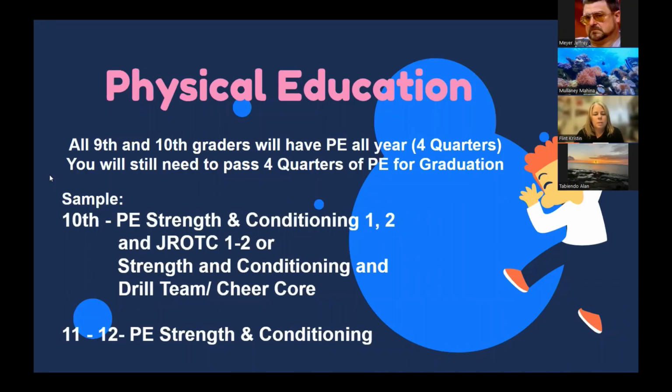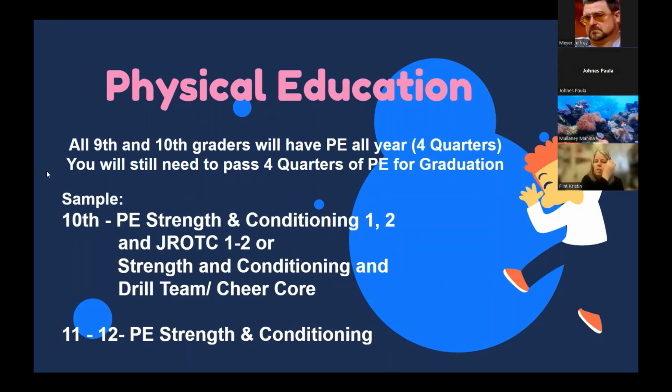So this is where it's going to be a little tricky. So if you are going into 10th grade and you want to take PE strength and conditioning, you're just going to pick PE strength and conditioning 1, 2. And then I will put your other 2 classes in because the system doesn't allow you to pick it twice, to have it all year. So pick PE strength and conditioning 1, 2. If you want the team multi-sports, pick that 1, 2.